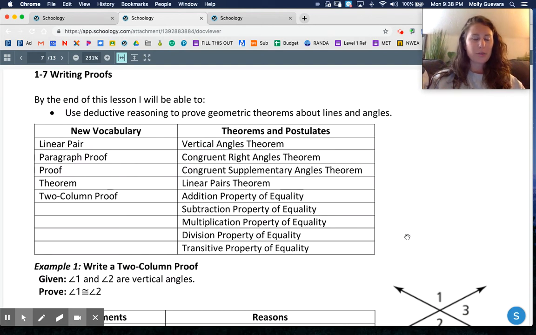We are doing 1-7, all about writing proofs. This is a fairly detailed lesson, and so I'm actually going to split this into two videos, okay? We're going to have one video just for all this vocabulary and theorems because there's a lot going on, right? Look at that, 2, 4, 6, 8, 9 different theorems and postulates, 5 new vocabulary.